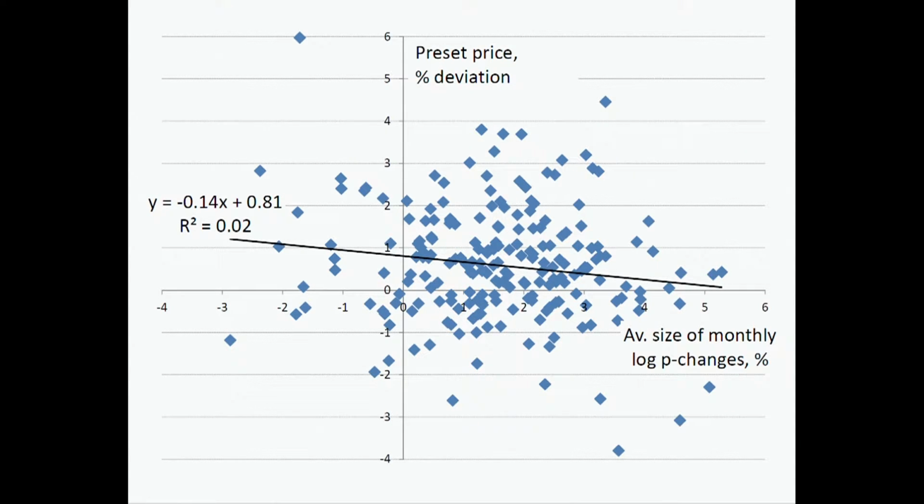And the interpretation of the slope coefficient in this regression is the fraction of variance of the average size of price changes accounted for by fluctuations in the preset price level. Only 14% in this benchmark case of fluctuations in the average size of price changes can be accounted for by fluctuations in the preset price level. Again, reinforcing the main finding in this paper.